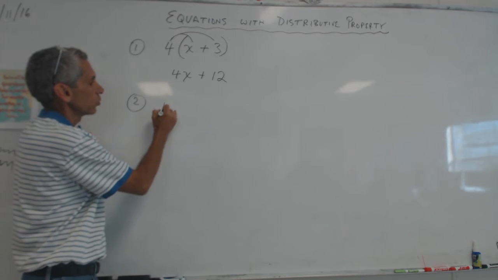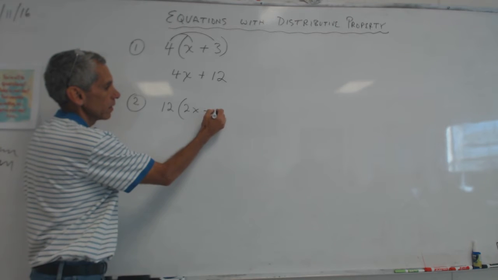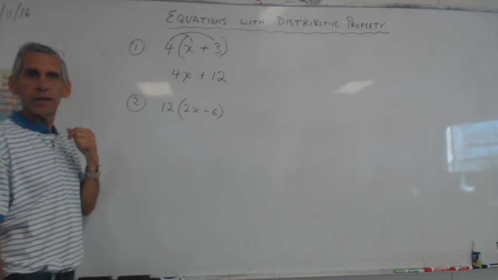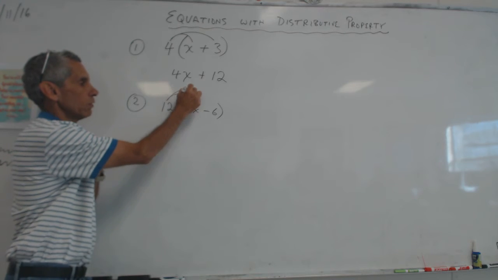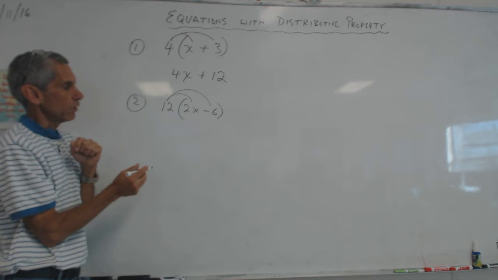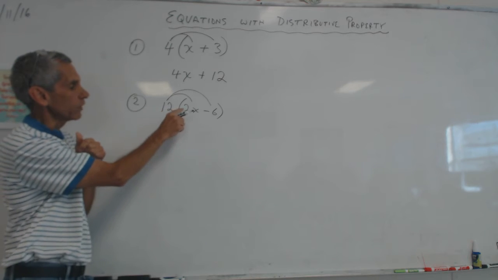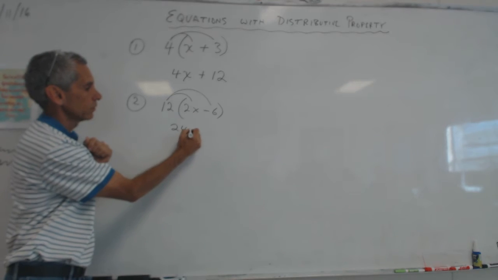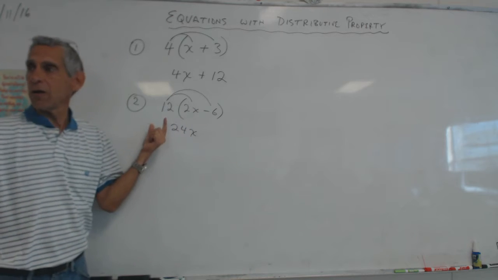Number 2. 12 times 2x minus 6. All right. I've got to do the 12 times this and the 12 times this. 12 times 2 is what? 24. So 12 times 2x is what? 24x.